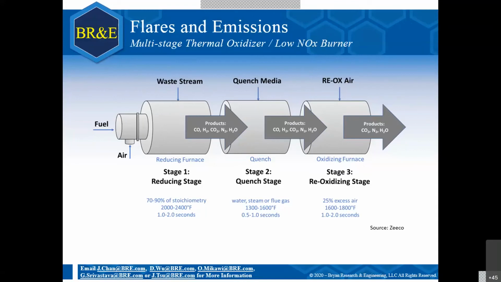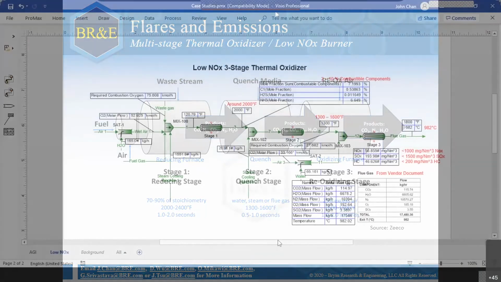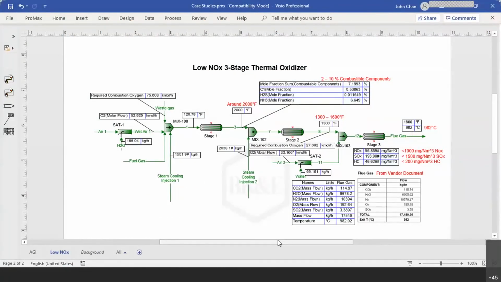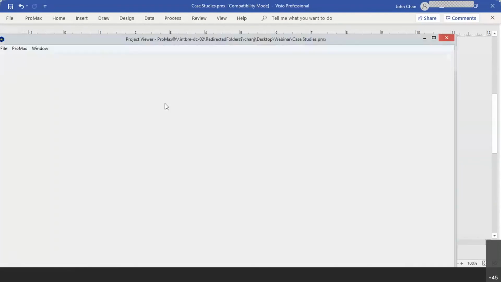So let's take a look at how the model is set up here. This is the setup of the low NOx 3-stage thermal oxidizer. Let's take a look at the composition in the waste gas, or in the feed.